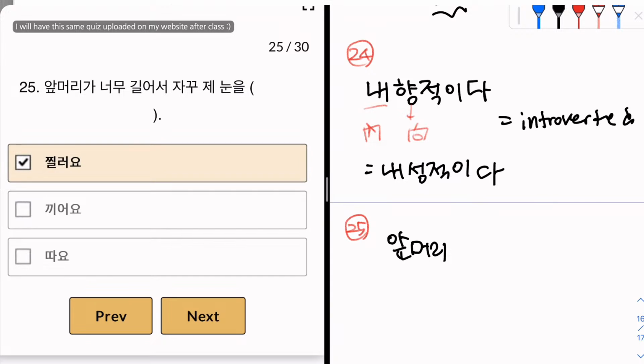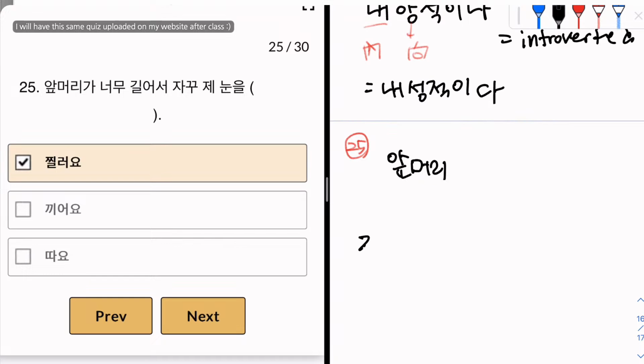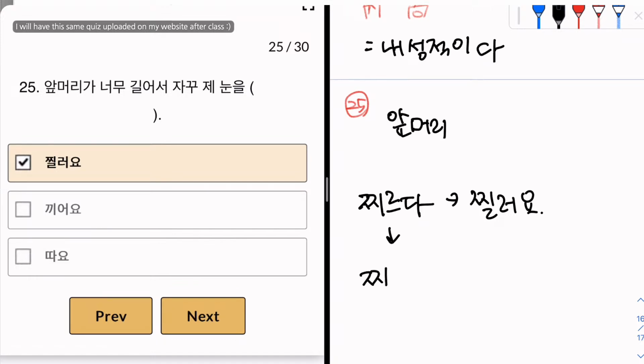Does it poke your eyes, like pierce your eyes, stab your eye, or does it insert your eyes in between something, or does it pick your eyes or open your eyes? What would it most likely do? If the bang is too long, it pierces your eyes. It kind of pokes your eyes, stabs your eyes. So 찌르다. To poke, to stab, to pierce. So conjugated, it becomes 찔러요. And just in case you guys don't remember, 찌르다's passive form is 찔리다, to be stabbed.